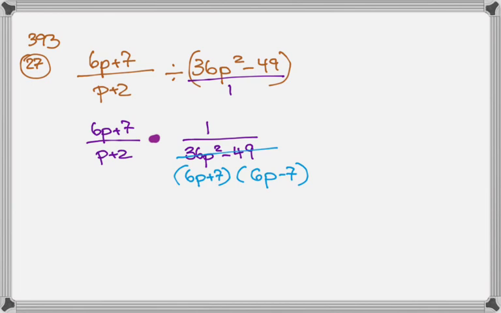Now we can reduce 6p plus 7 with 6p plus 7. And what do we have left? What is our answer? And then we can go home. What's in the numerator? 1. A 1. Thank you. What's in the denominator? p plus 2 times 6p minus 7.